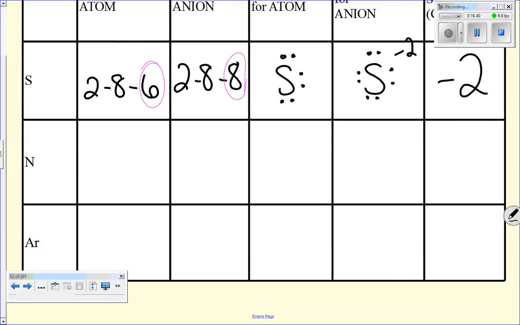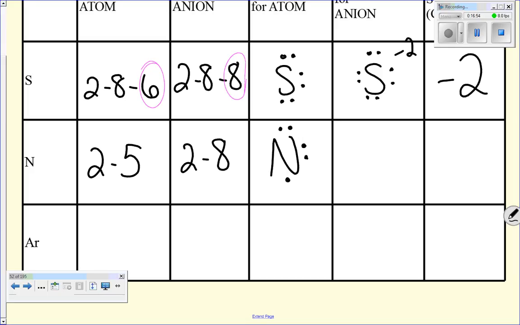I'm going to walk through nitrogen. Nitrogen's configuration is 2-5. So again, we'll just do this dot structure first quickly. We got our 5 dots right there. It's easiest for nitrogen to gain 3. So nitrogen's going to become 2-8. So nitrogen ends up, just like sulfur, looking like it has 8 dots, and therefore is a negative 3 charge. Negative because we're gaining, 3 because we gained 3. First charge listed for nitrogen, you'll notice, is negative 3.